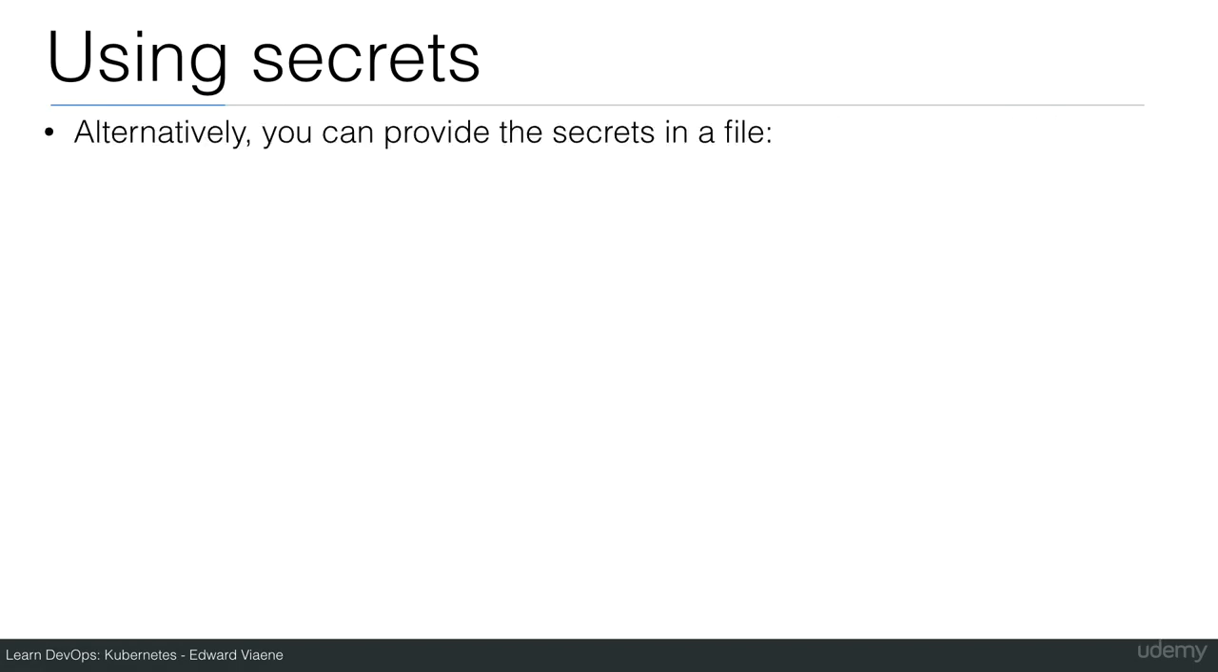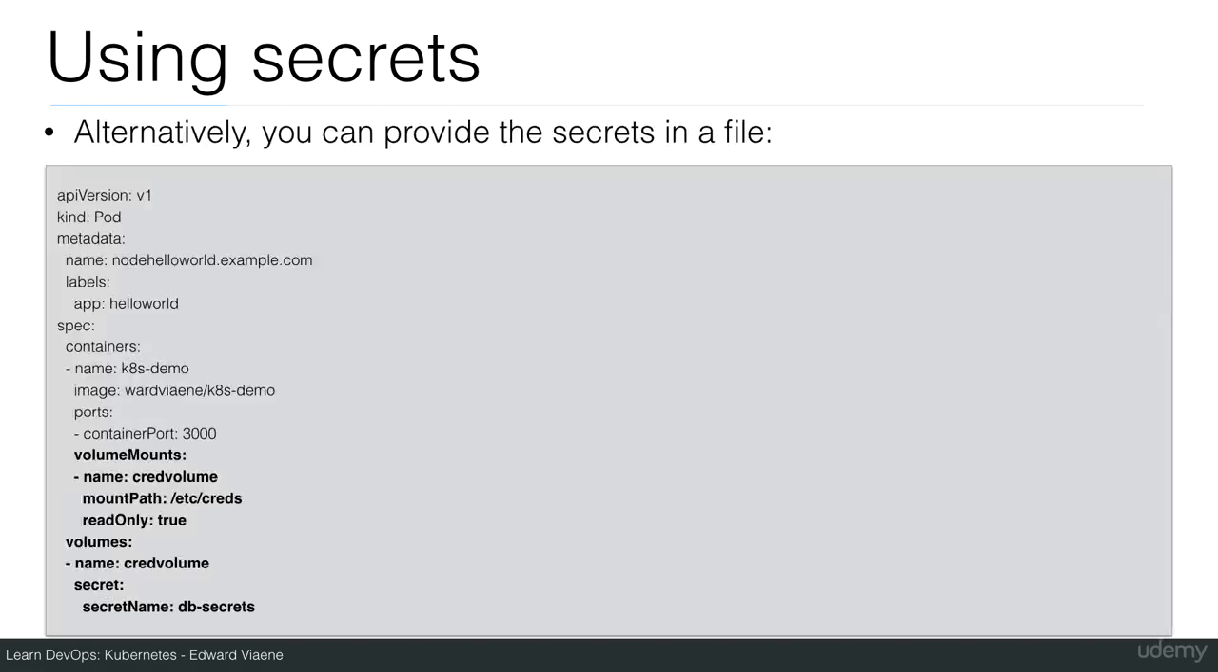Alternatively, you can provide the secrets in a file. Here we have a volume mount within our container that you want a volume. Volume mount, we give the name, we give the path. So this is the path that your app will have to use. It's etc creds. Read-only true, your app that is running in this container cannot change this, can only read this. And then we're going to have a volume definition. And in this volume definition, you're also going to define a name, cred volume.